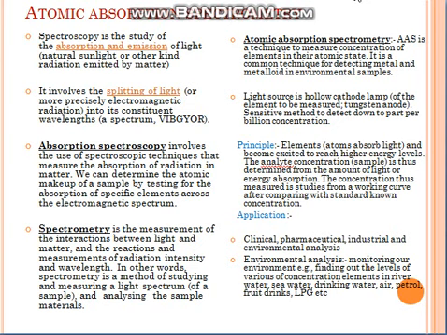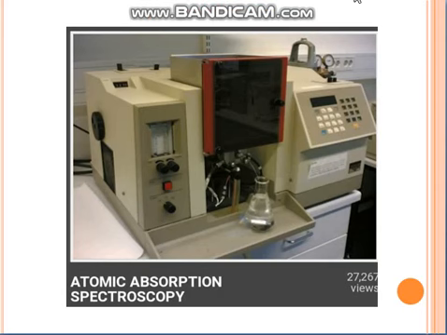The principle of this analysis states that elements absorb light rays at their atomic state and become excited to reach higher energy levels. And whatever energy is absorbed, that is compared with a known standard concentration, and that is how the sample is known. So this is the instrument of atomic absorption spectroscopy.